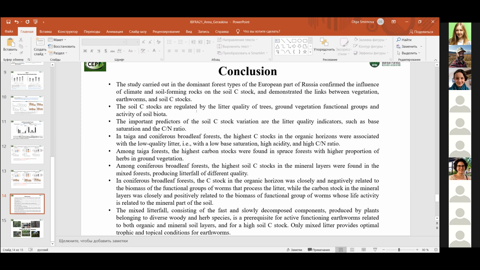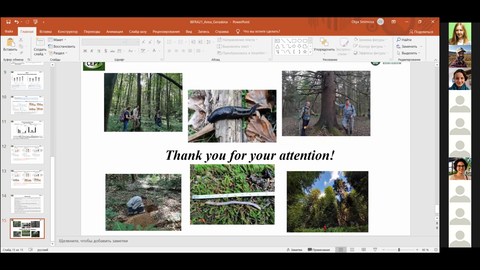The mixed litter flow, consisting of fast and slowly decomposed components produced by plants belonging to diverse woody and herb species, is a prerequisite for active functional groups of earthworms related to both organic and mineral soil layers and for high soil carbon stock. Only mixed litter provides optimal trophic and topical conditions for earthworms. Thank you very much for your attention.